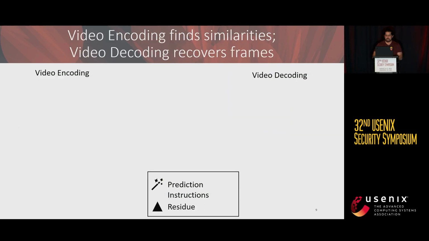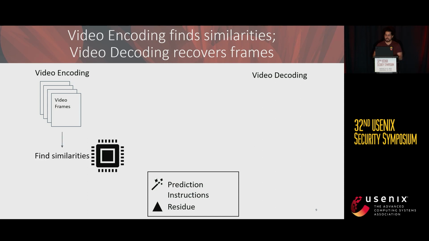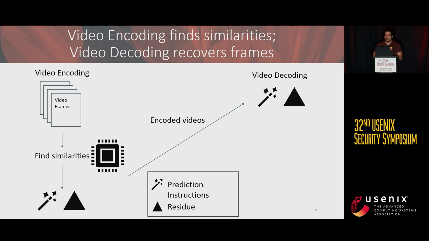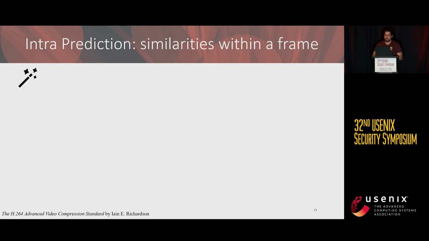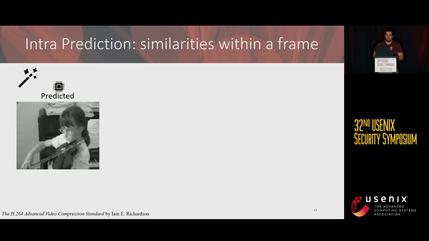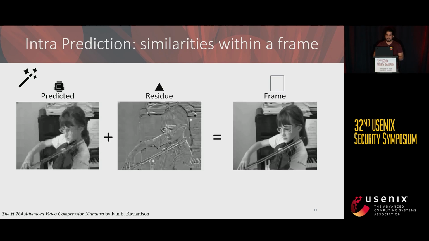Looking at the full codec picture, video encoding starts with the originally captured frames. An encoder finds similarities and produces prediction instructions and residue. These eventually end up at a video decoder, which will then follow the instructions to produce the predicted image, apply the residue, and get the final frames. So this is an example of how inter-prediction works. The current frame sends instructions to look at a portion of the reference frame, copy it over, and move it a little bit. For intra-prediction, no reference picture is used. The predicted image is generated, and the residue is applied to produce the final frame.